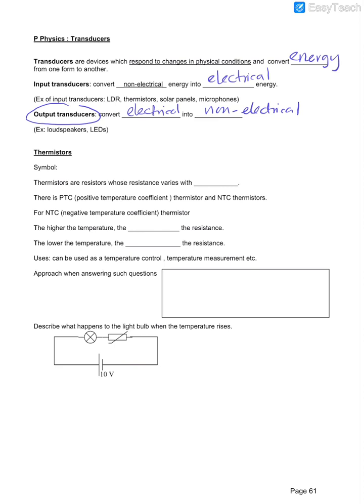Of course, life is not going to be so easy. They're going to ask you to concentrate and focus on this thing called thermistors and LDR. Anybody knows what LDR stands for? Light dependent resistor. Good.